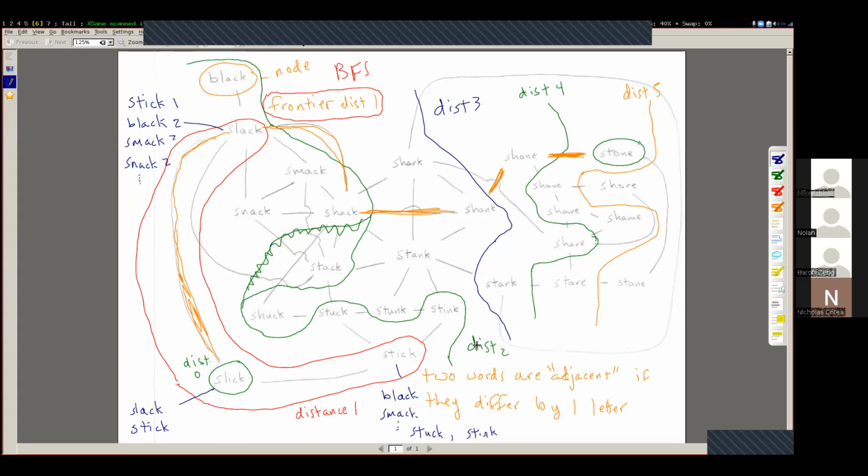Yeah. When it processes the top of the queue right here, when it processes black, it'll come up to the black. Yeah, black has no neighbors that it hasn't visited yet. And so it'll just take that off the queue and then go on to smack and start processing that. Smack similarly will have no neighbors that it hasn't processed yet. So it'll go on to snack, not process that, get to shack, and then it'll add the shark and stink to the queue.